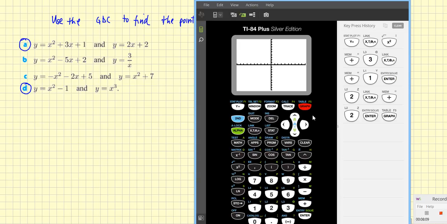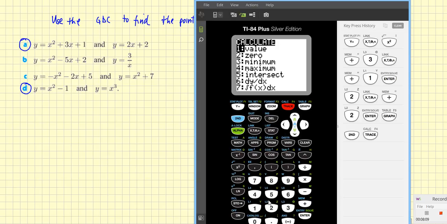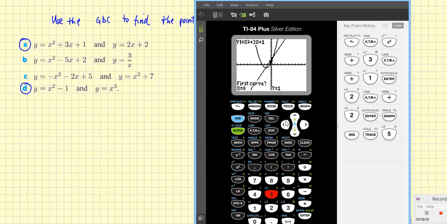So there's our parabola, and now let's see what happens with the linear equation. Our linear equation seems to have two separate points that we can isolate, that we can figure out. So it's crossing at two places. So what we do next is we will go to the second function, calculate button, and I'm going to go to the number 5. And number 5, as you can see, is the intersection point.